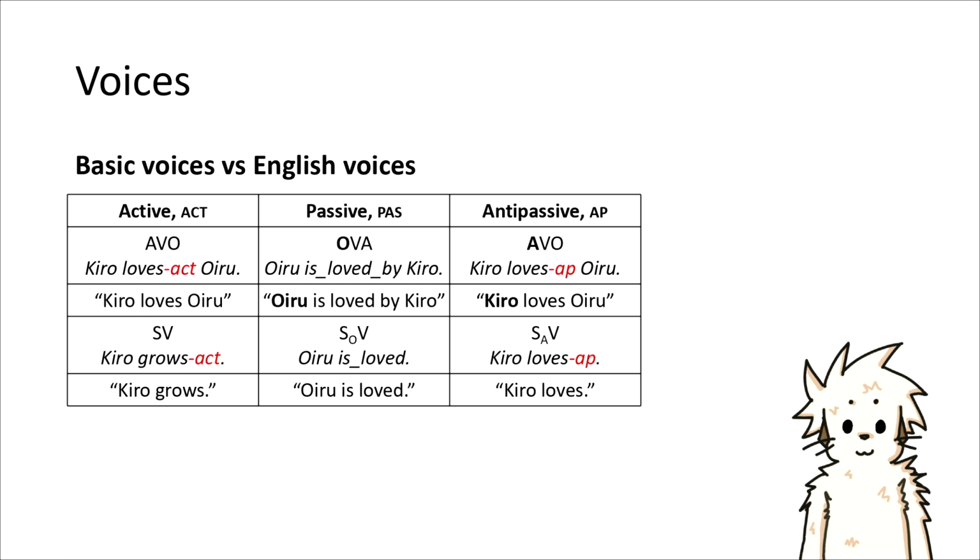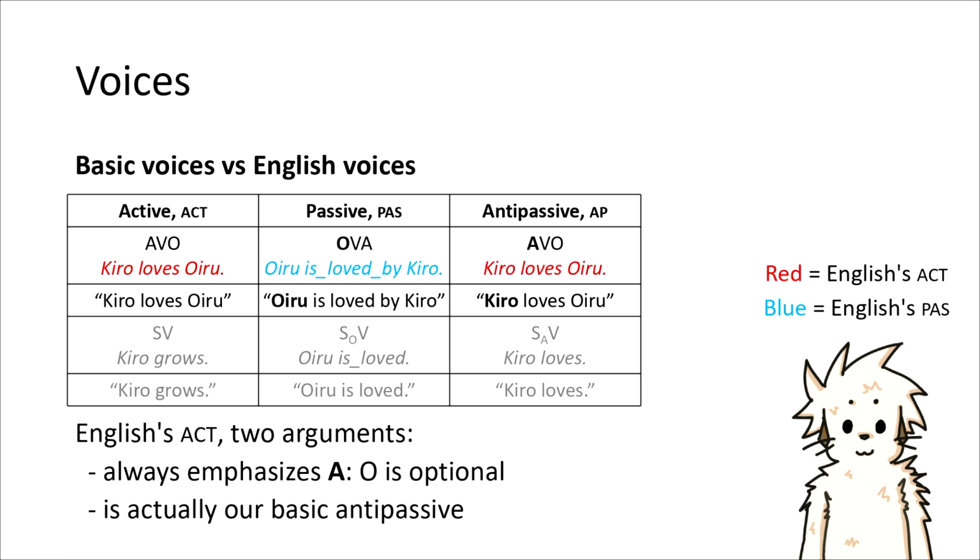Remember the 2 analogies we had? I put them there because English didn't have an antipassive. Let's remove them and see what happens. For verbs with 2 arguments, the active and the antipassive become exactly the same, which means English's active voice always emphasizes the agent, just like our basic antipassive.